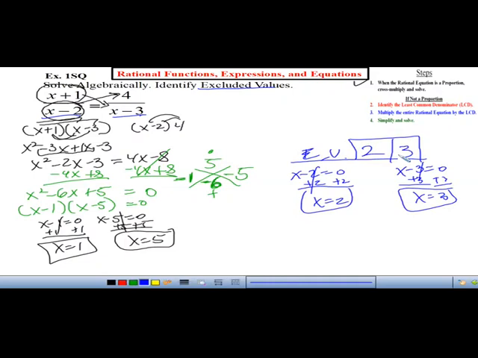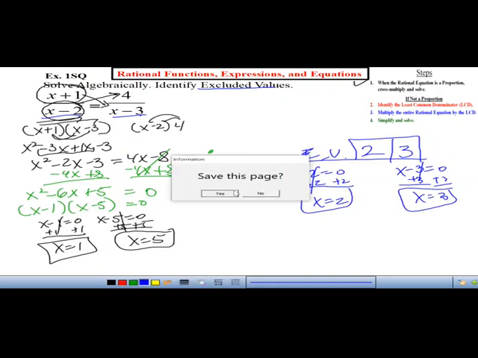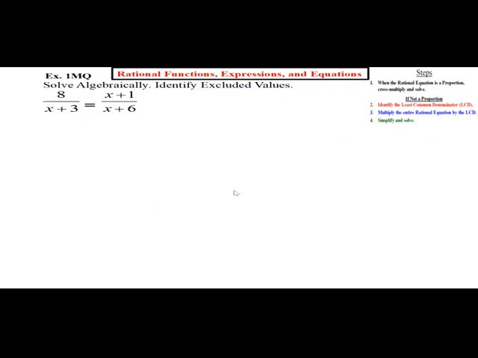5, 5, 5, 5, 5, 4s. Okay. All right. Let me give you one more of these just to make sure you got it. Here it goes. There it is. 8 over x plus 3 equals x plus 1 over x plus 6. Copy that and go.